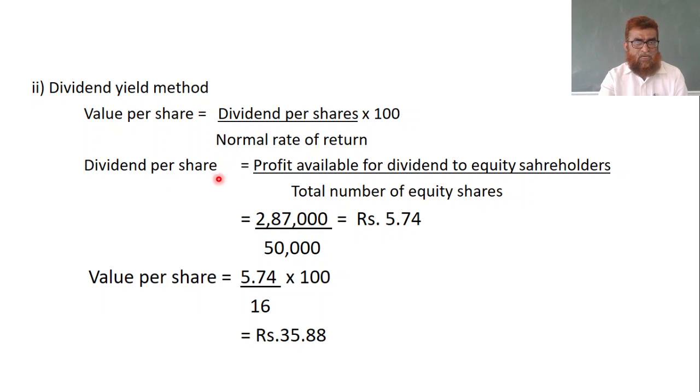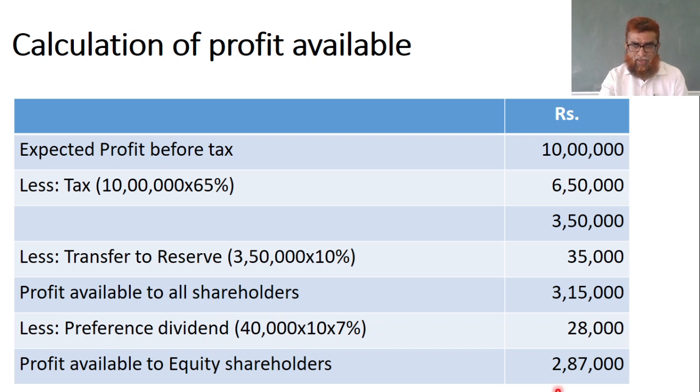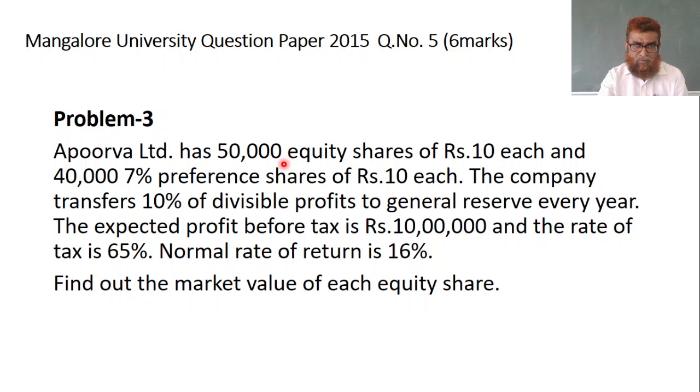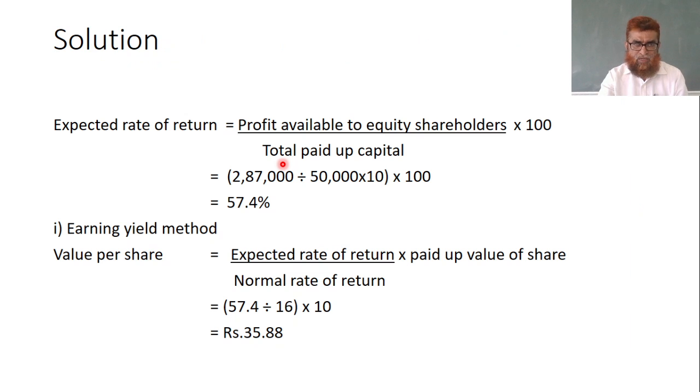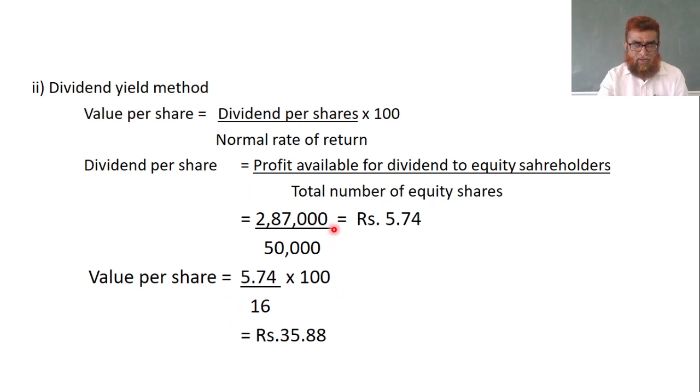What is dividend per share? That is profit available to equity shareholders divided by total number of equity shares. See, profit we have already calculated in this table, 2,87,000. Then the total number of equity shares is 50,000. Both the points I have shown you. See, 2,87,000 divided by 50,000. So rupees 5.74 is the dividend per share.